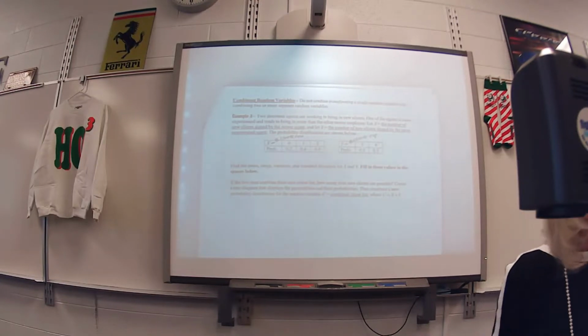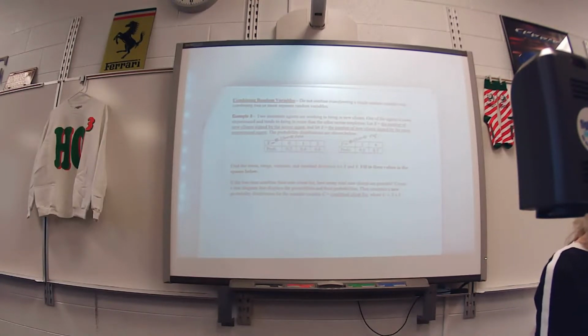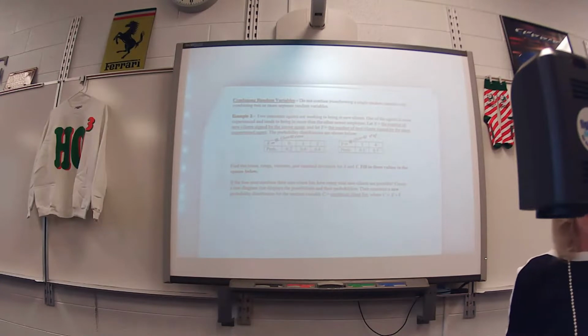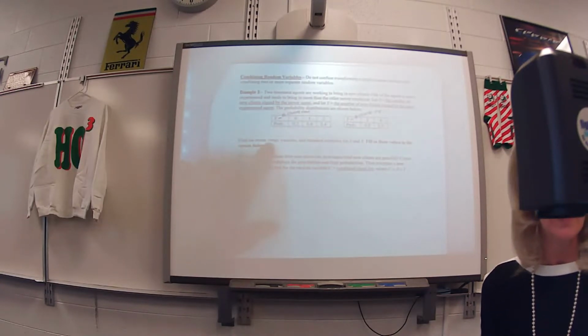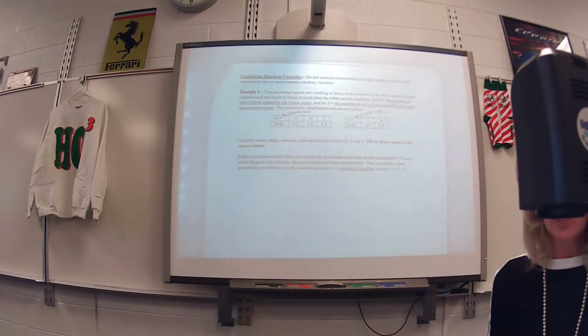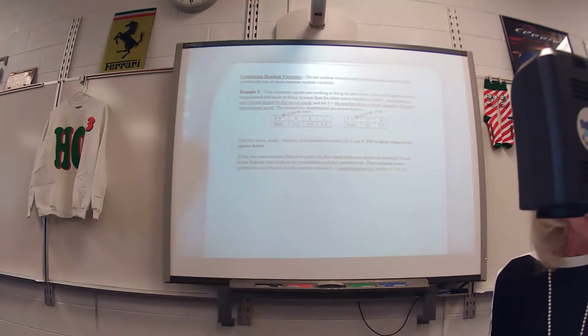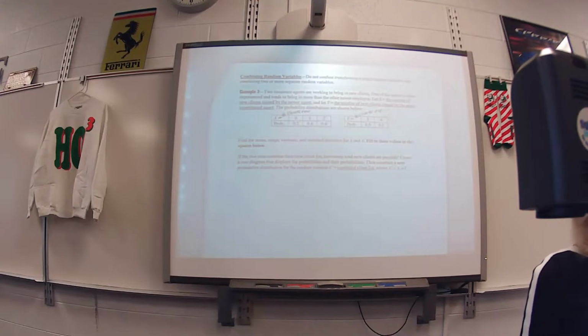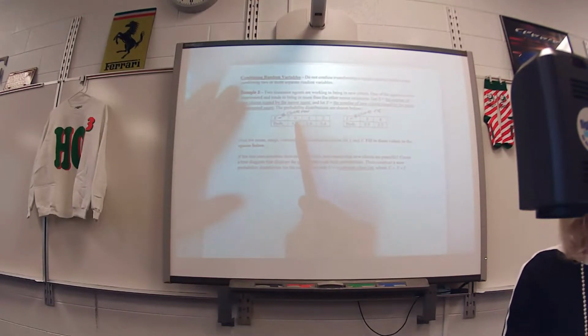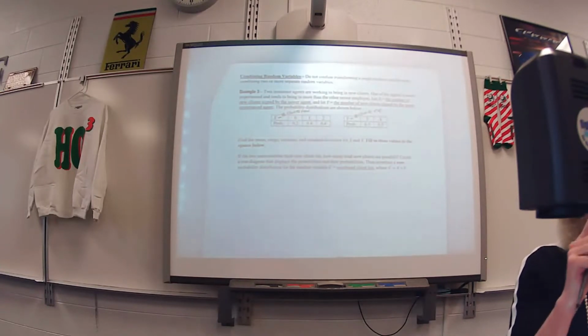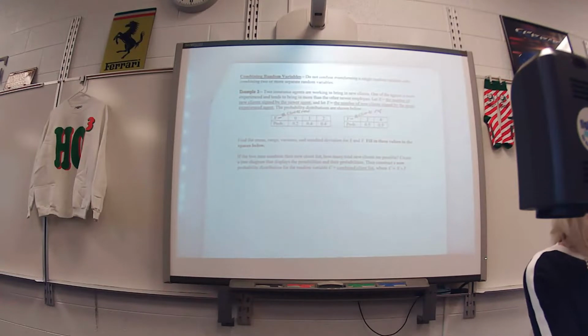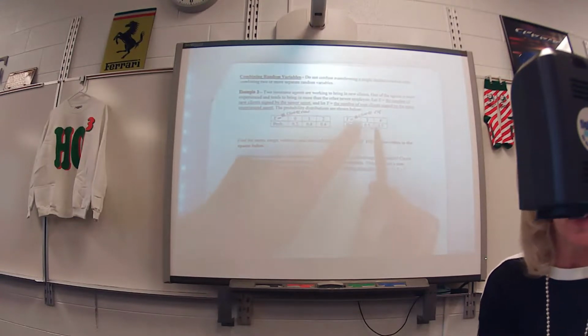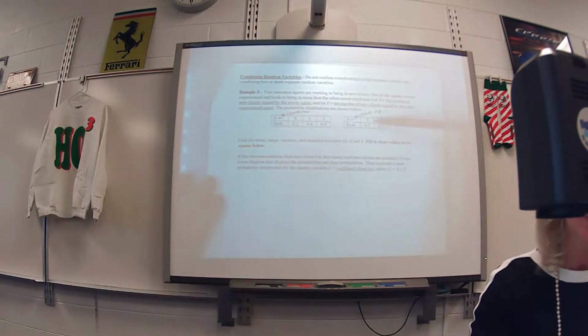All right. So in order to save a little bit of time today, I said here, find the mean, the range, the variance, and the standard deviation for X and Y. Fill in these values in the spaces below. In order to save time, I'm not going to take class time to do this. The question is, would you be able to put these numbers into your calculator and get the mean, the variance, and the standard deviation? Could you put these in your calculator?